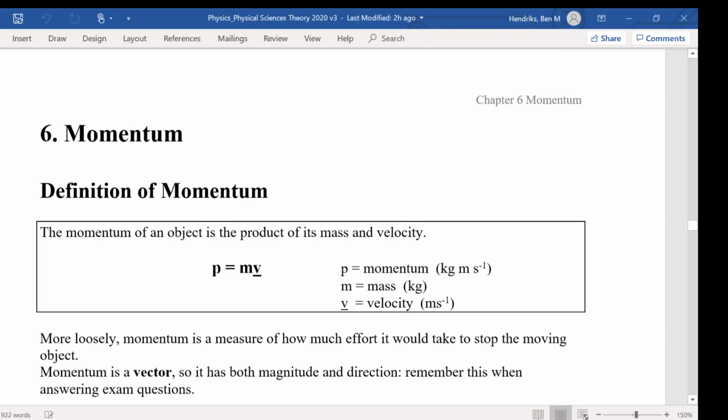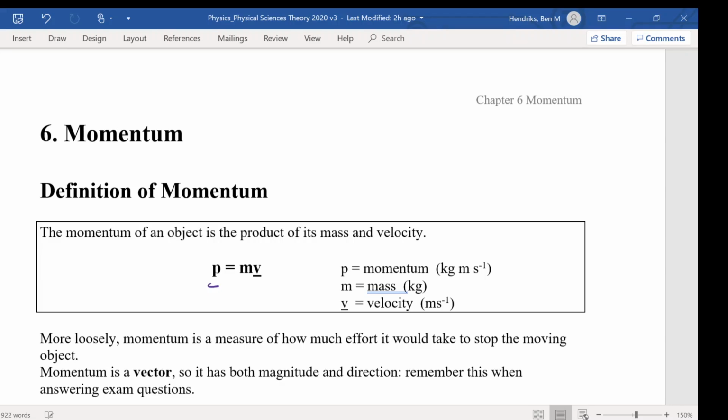Hi everyone, we're looking at momentum today, so find chapter 6 in your notes. We start off with the definition of momentum. So the momentum of an object is the product of its mass and velocity. The letter for momentum is P, and then we have our usual mass and velocity, M and V.